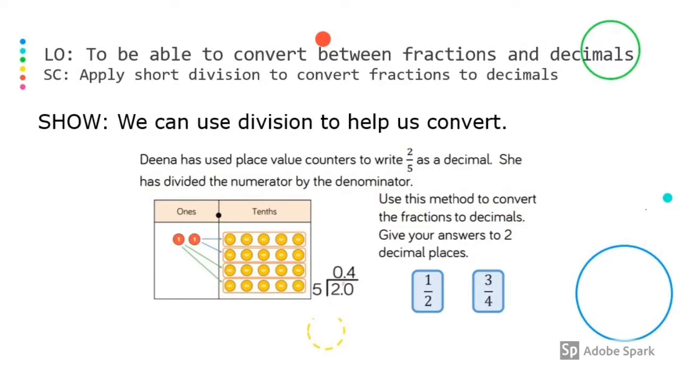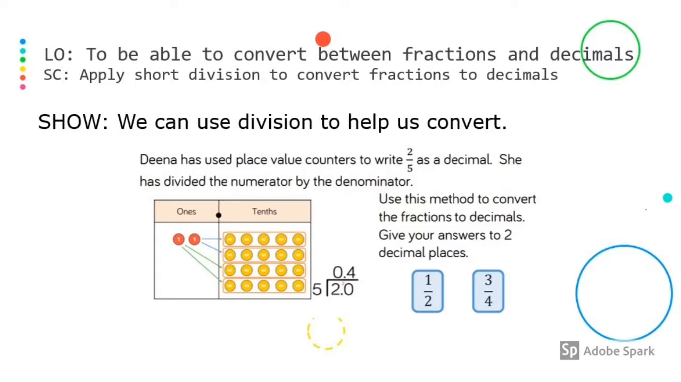We've just seen some common fraction and decimal equivalents. However, you can't be expected to remember all of them. So there's another way that you can work the equivalents out. This involves using short division to help us convert fractions to decimals. In this question, Dina is trying to convert 2/5 to a decimal.